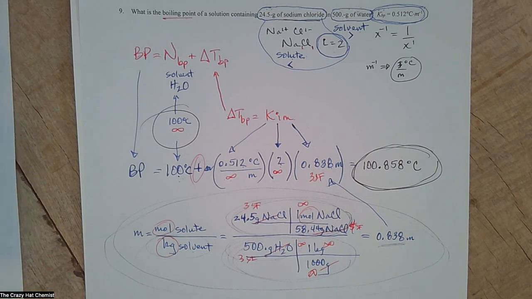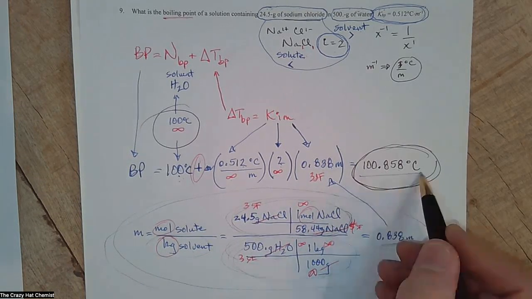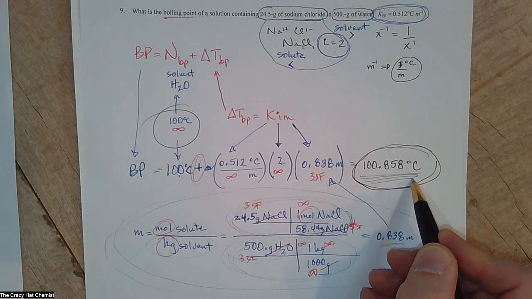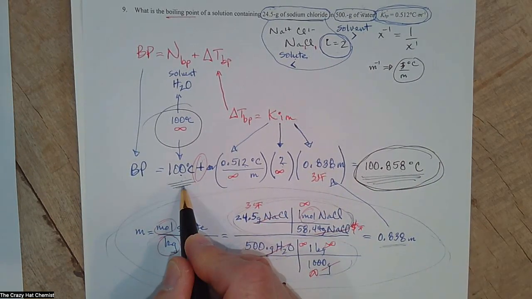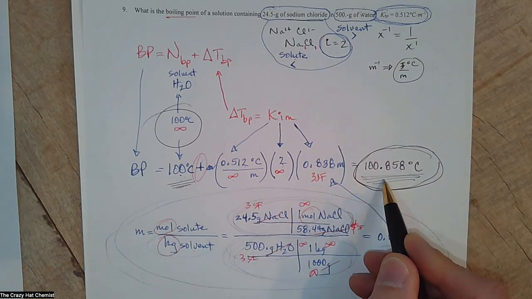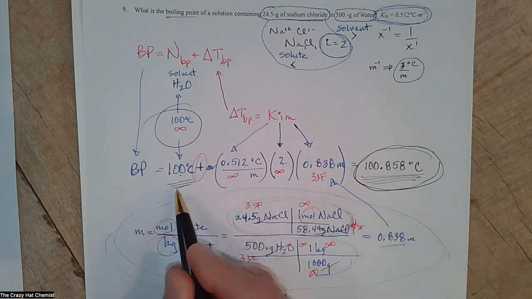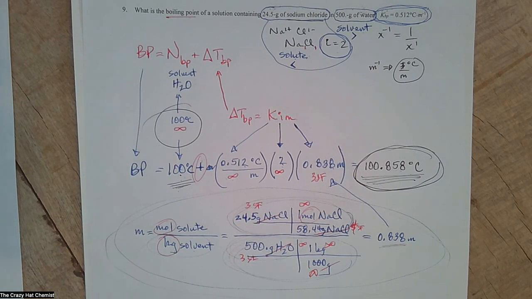And then you should also be asking yourself a question: is the final boiling point with the solute in it higher than the normal boiling point? It better be a yes. You cannot get a boiling point when you add a solute to a solvent that is less than the normal boiling point. Impossible, okay?